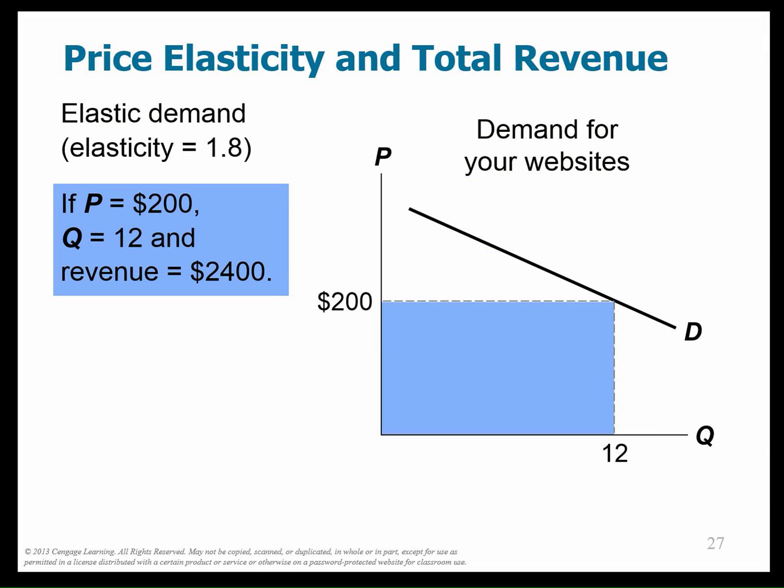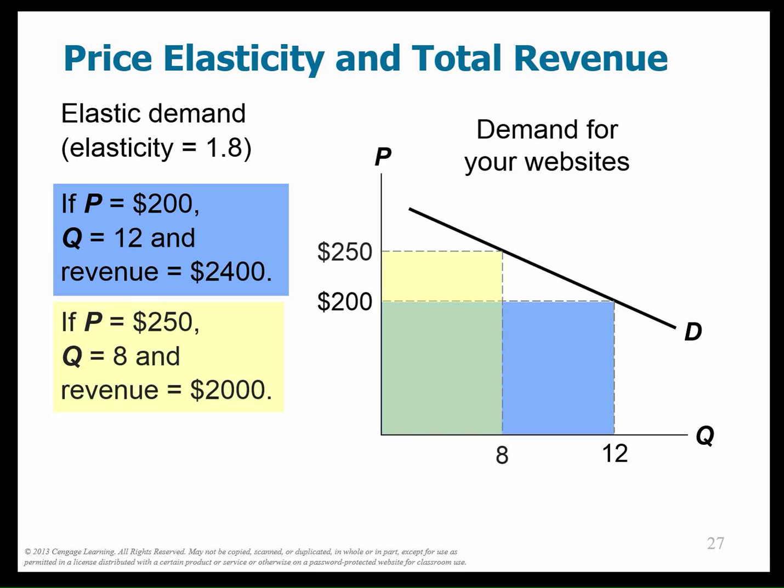Okay, so just pretend that the elasticity of demand is 1.8. That means every 1% price goes up, quantity falls by 1.8%. So right here at this point, revenue is $2,400. If I increase it to $250, that's going to mean that Q falls to 8, and my total revenue is $2,000. Okay, so I am making less revenue than before, and I figure this out from elasticity.